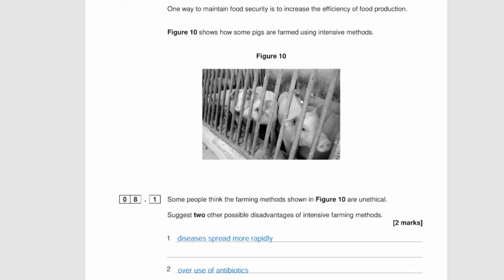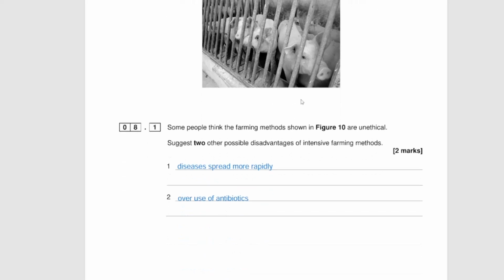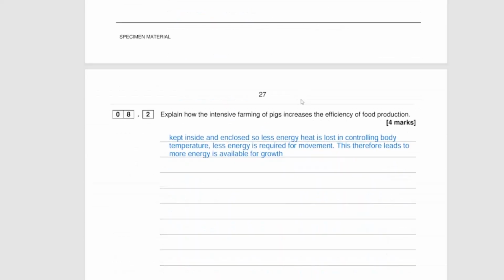Now for 8.1. Some people think the farming methods shown in Figure 10 are unethical. Suggest 2 other possible disadvantages of intensive farming methods. This is that diseases spread more rapidly, and it leads to an overuse of antibiotics. With an overuse of antibiotics, as you may remember from other topics, more bacteria build up antibiotic resistance, and overall it's more dangerous for both animals and humans when they get bacterial infections, making it harder to survive.